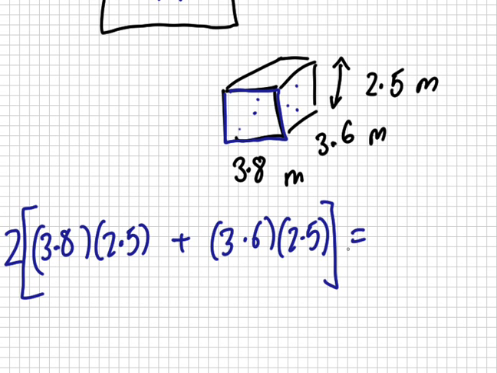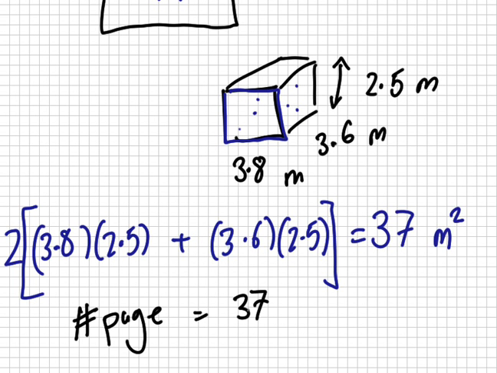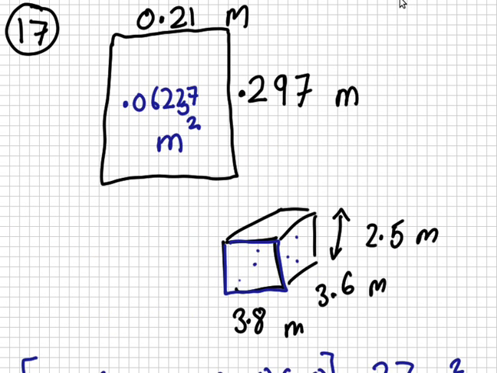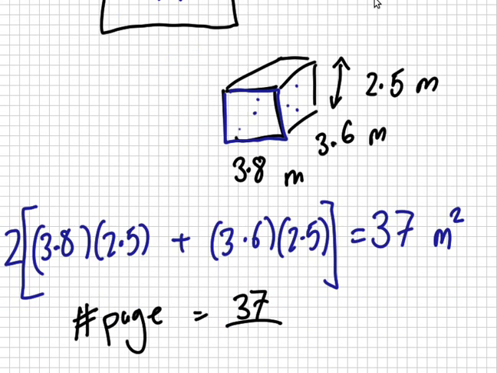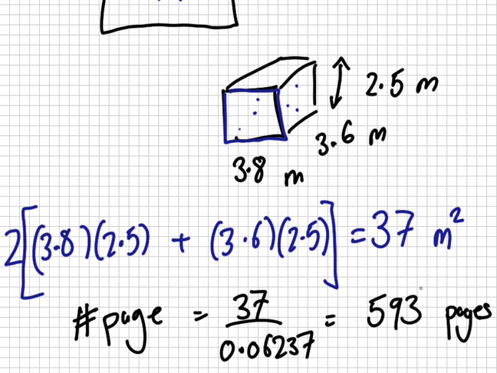So what do we get here? 37 meters squared. So if he wants to do this, how many pages does he need? He would need 37 divided by the previous answer, 0.06237. You'll need 593 pages. Is it 593 point anything? 0.23. So he would need 594, and then he has to cut the last page. Is this possible? No, because I think the entire book is not even 594 pages. If we just use my book, it's only 100 pages, so it's not possible.